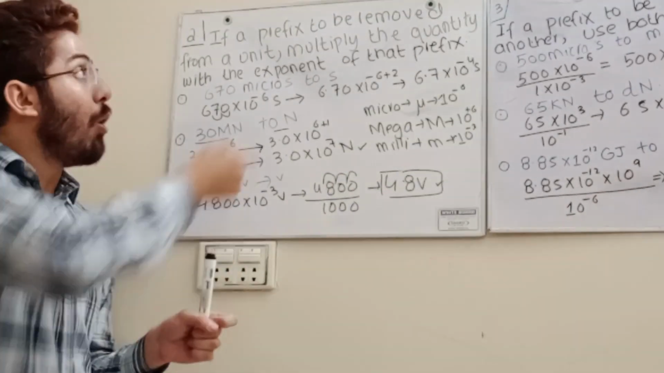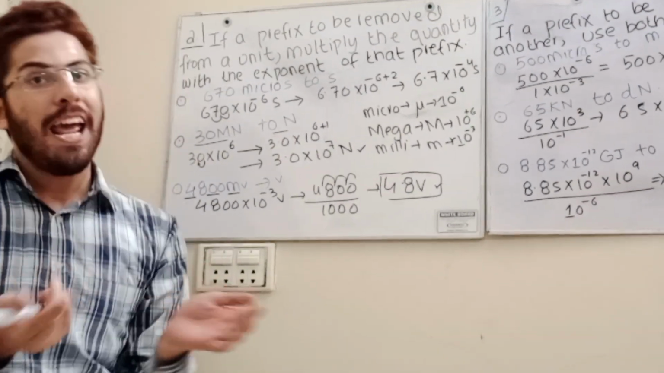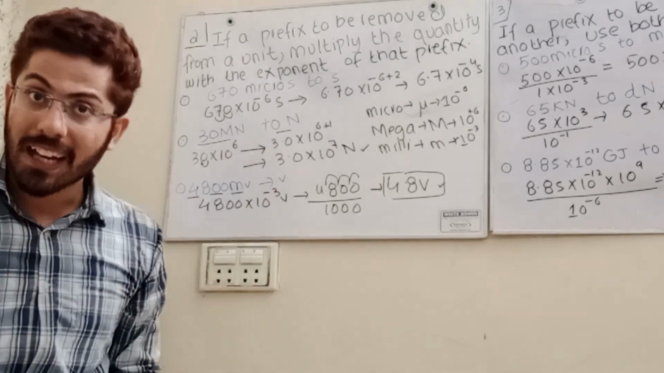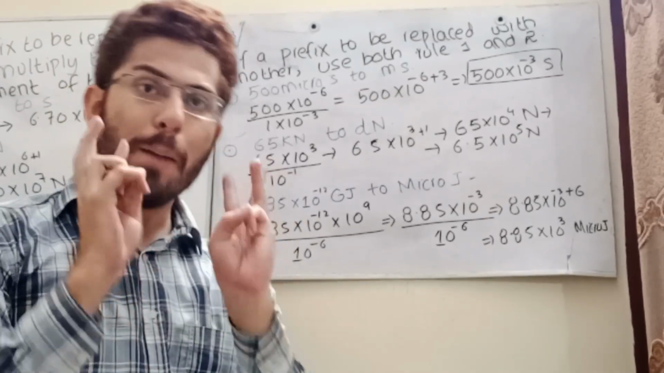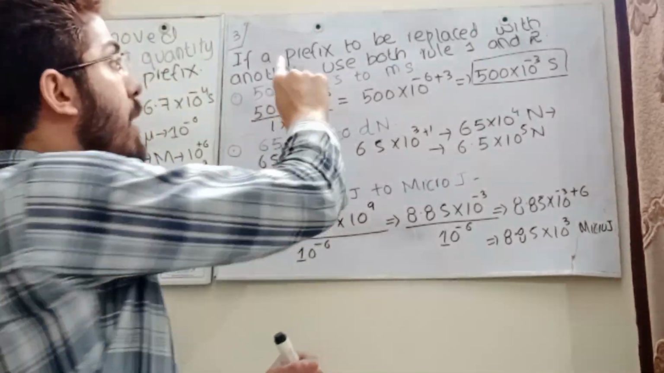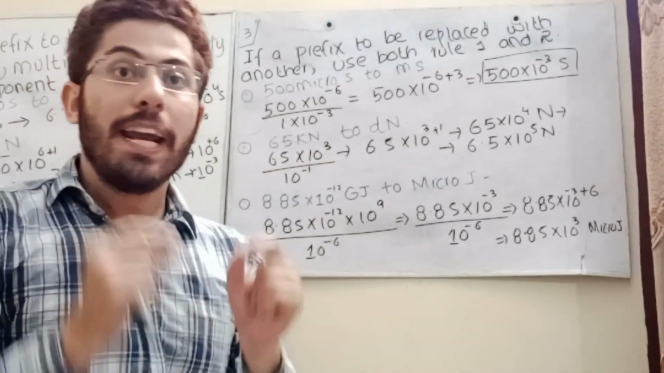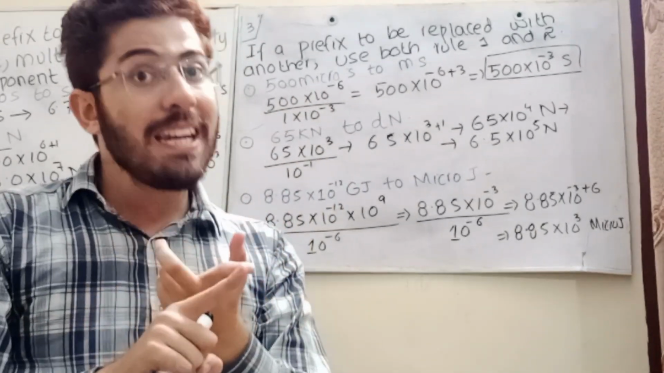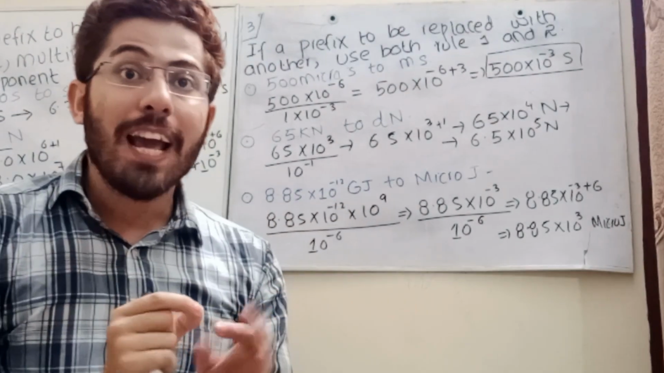So always remember, if you are given the exponent, open the exponent and convert it into a standard form. I hope you are liking this lecture and you are getting the knowledge. Okay, student, rule number 3, last rule. If a prefix is to be replaced with another, it means that you are going to use both rule number 1 and rule number 2. How? 500 microsecond to millisecond.